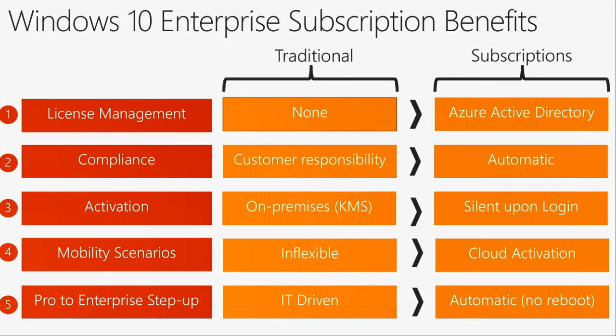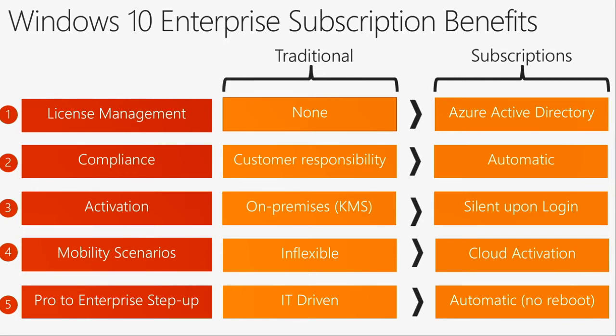We don't have to worry about having a connection to the corporate network. KMS requires a connection to the corporate network. This doesn't. This does require an occasional connection to the internet to validate that there's still a license available, but other than that, it takes care of that. That then enables a whole bunch of mobility scenarios so that we can have devices that roam around on the internet, maybe never making a VPN connection back to the corporate network.